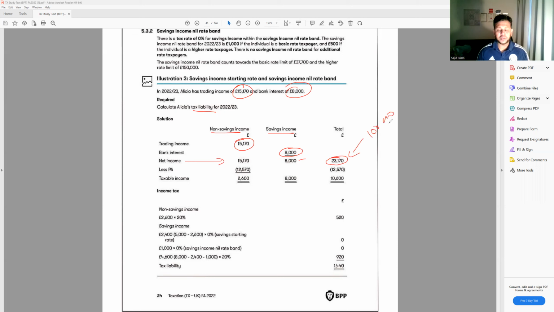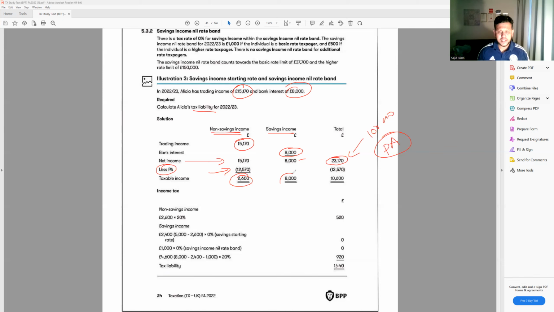So we have no problem with the personal allowance. The full personal allowance is available because our income is less than 100,000, only 23,000. So I will use the full personal allowance, and I'm going to use it against the non-savings income first, because there is no allowance for that. So if I minus that, my non-savings income is 2,600 after the personal allowance.